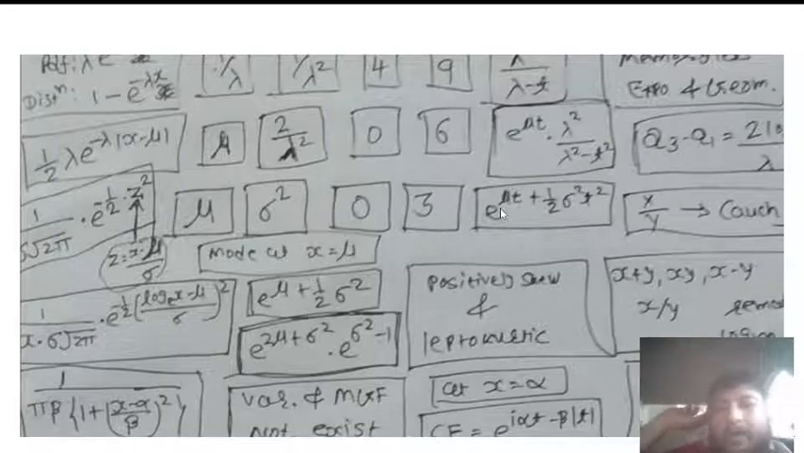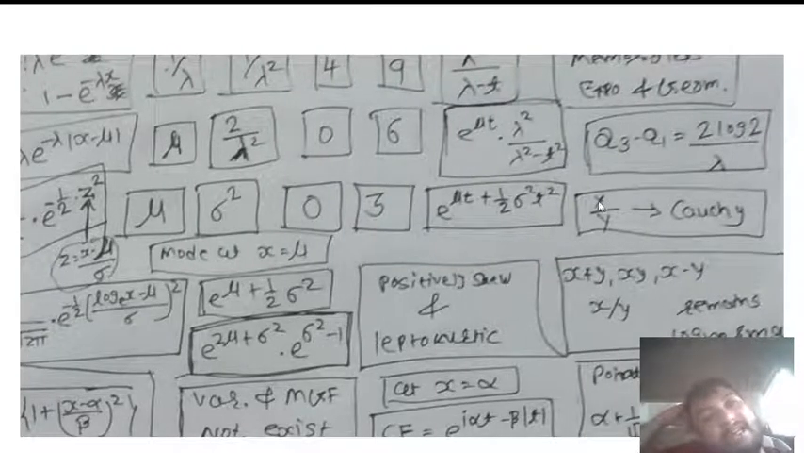Now the moment generating function of the normal distribution is e raised to mu t plus 1 half into sigma square t square. It is kind of tricky to remember. The moment generating function of the normal distribution is e raised to mu t plus 1 half sigma square t square.